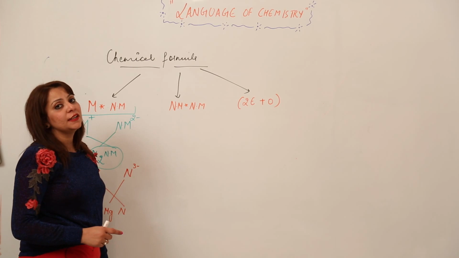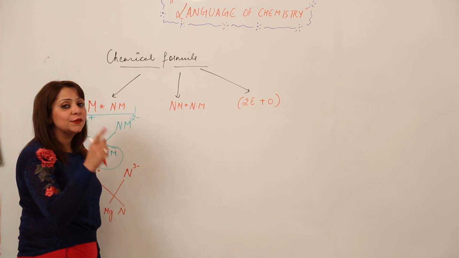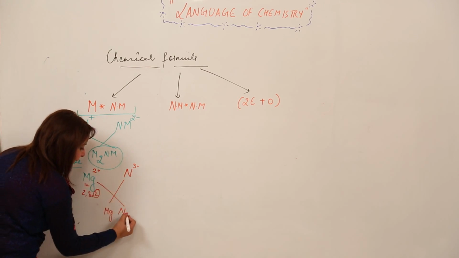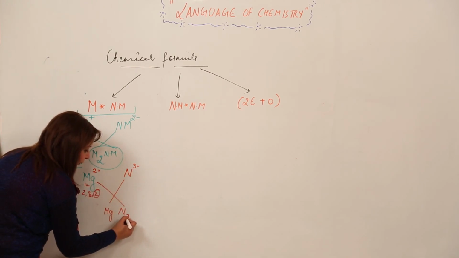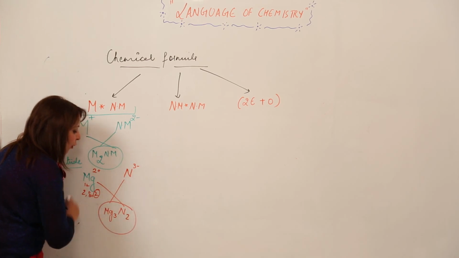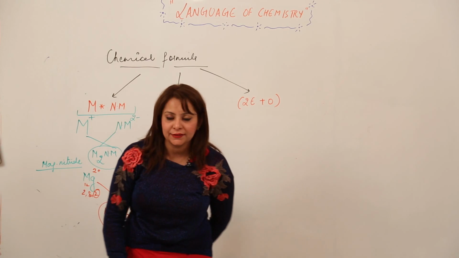It is always the element with the positive valency which is written first. So I am just interchanging the valencies. The 2 positive means 2 is going to be on the foot of the N and 3 is going to be on the foot of this. So this is the formula for the magnesium nitride.